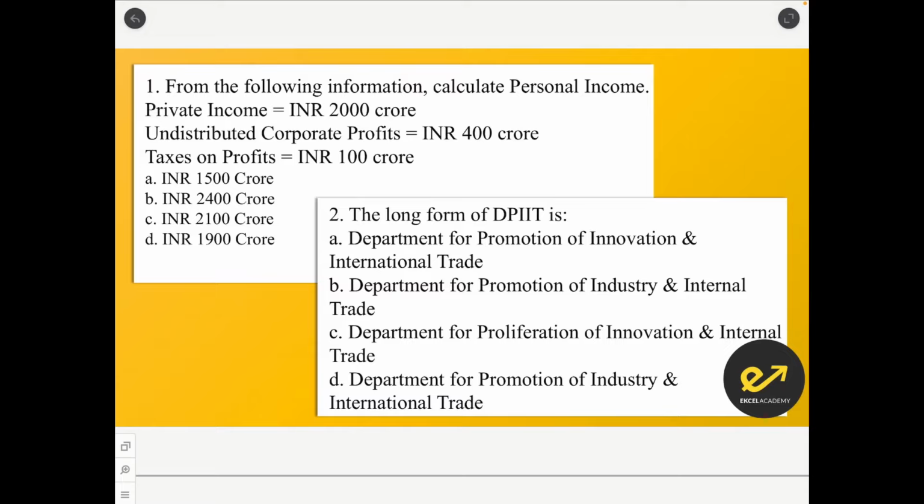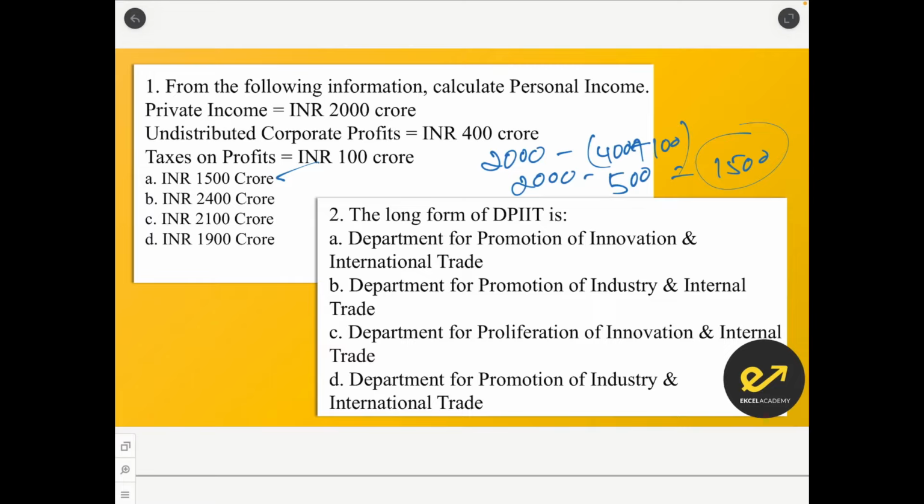So for this, the answer is private income minus, open the bracket, undistributed corporate profits plus the tax on profits. So it looks something like this. It is 2000 crores minus 400 crores plus 100 crores. So it becomes 2000 minus 500, which should be equal to 1500. So the answer is option A, INR 1500 crores.